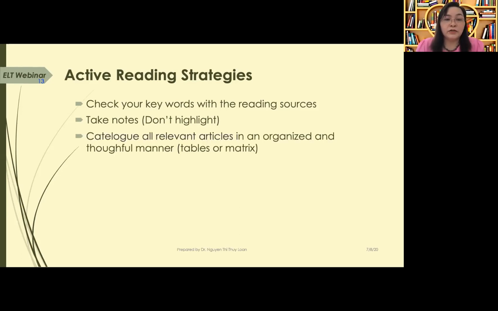And also you need to arrange what you write down from the reading in a proper way, in order for you to refer to it or get back to it easily.